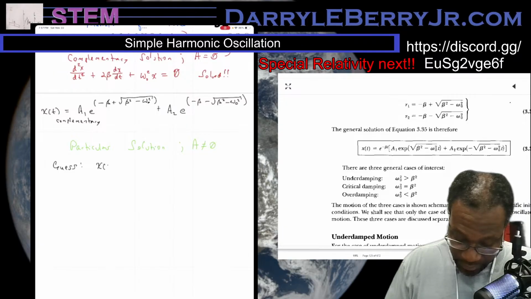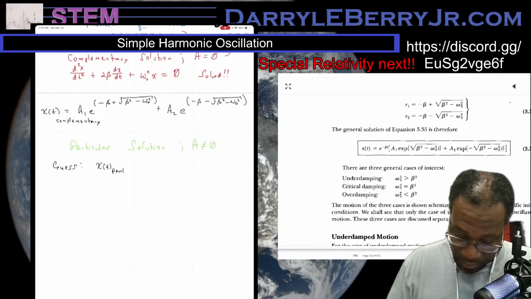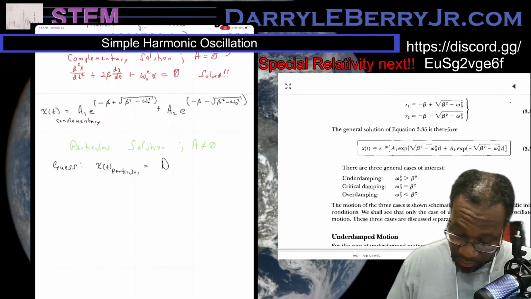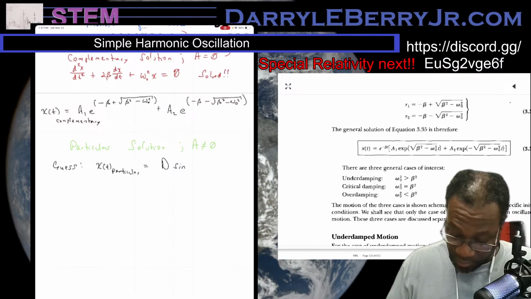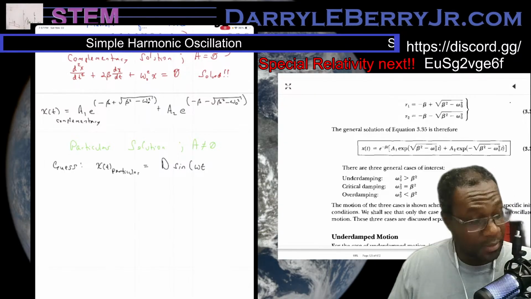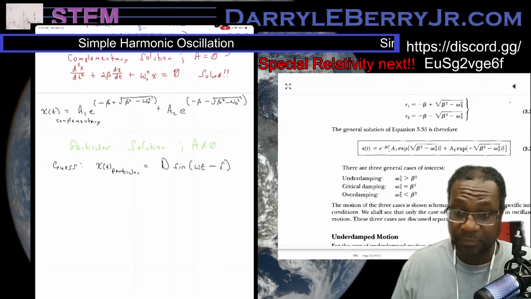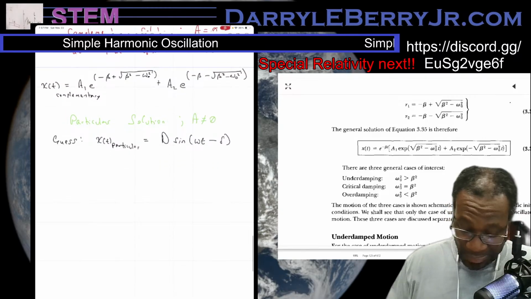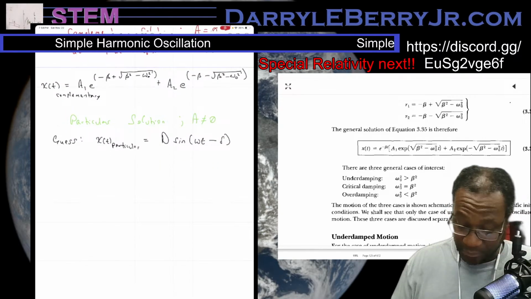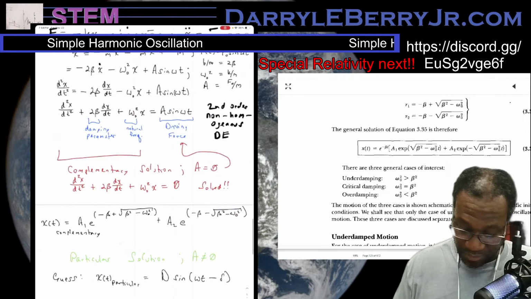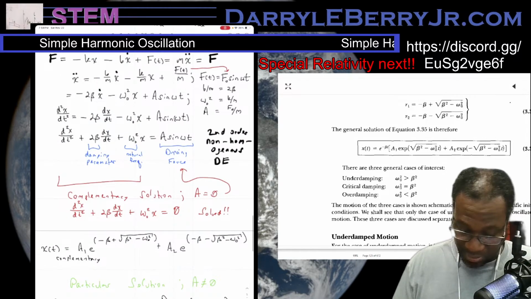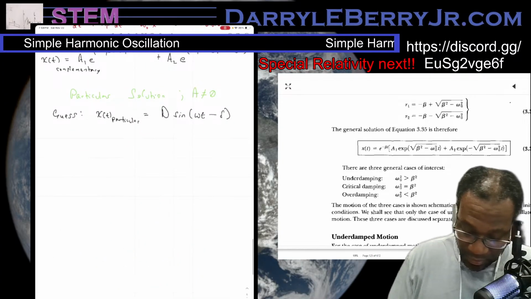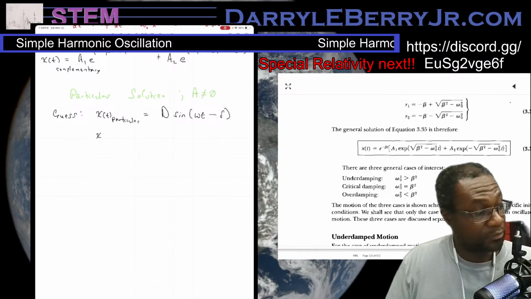We're going to guess that x particular equals D sine omega t minus delta. So we'll guess that as our particular solution. So we guess that, we have to actually plug it in to see what we get. And in order to plug it in, we see we have to get a second order derivative of that equation.